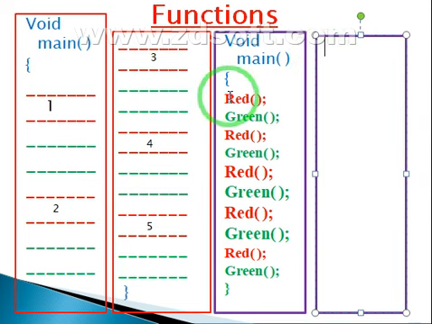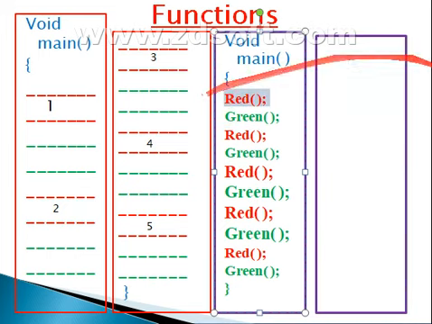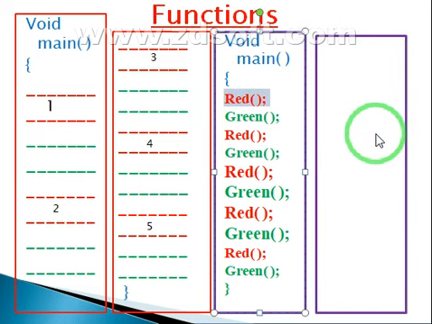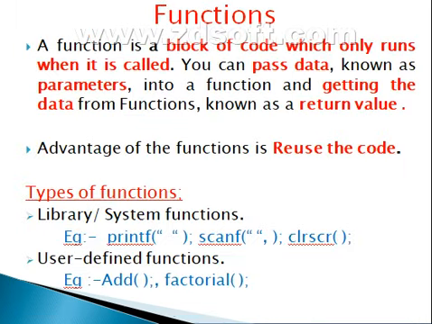Listen, the red. Okay, so I write the function call, but I'm not writing any function definition. It is already available in the computer. So that is called the library or system function. For example, printf, scanf, clear screen. There are a number of functions available in the library, but up to right now we repeatedly used printf, scanf, clear screen. So that's why I gave the same library function examples.